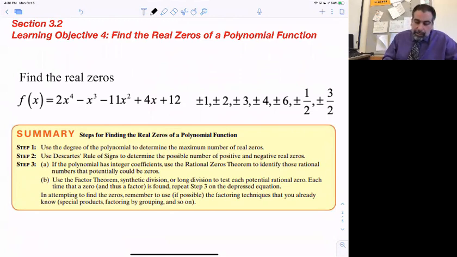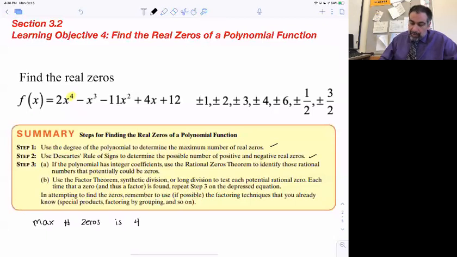We talked about this in an earlier video. When we've got degree 4, what that's telling us is the maximum number of solutions, the maximum number of zeros, is 4. So we can have less than 4, but we can't have more than 4. So that's step 1. Step 2 is to use Descartes' rule of signs to find out how many positive solutions and how many negative solutions we can have.